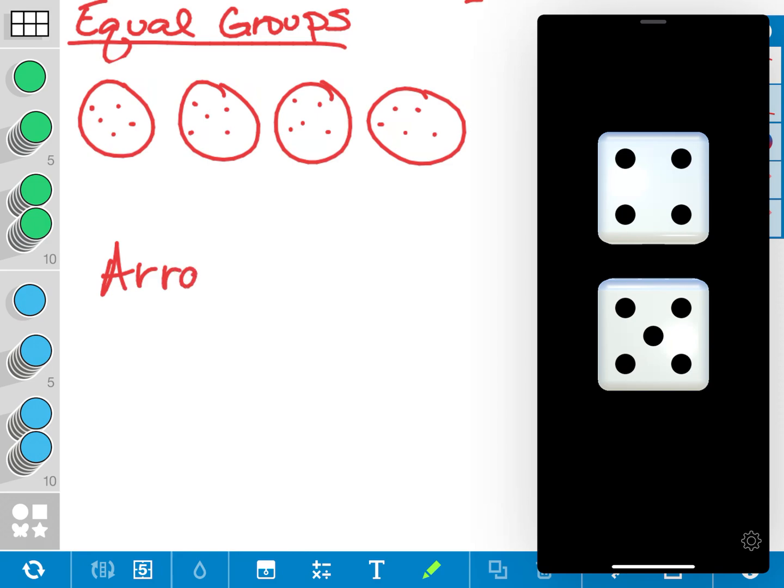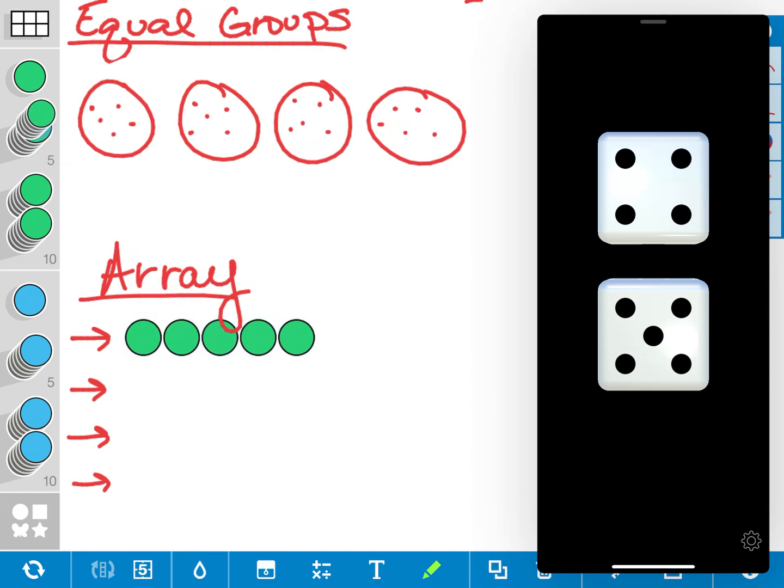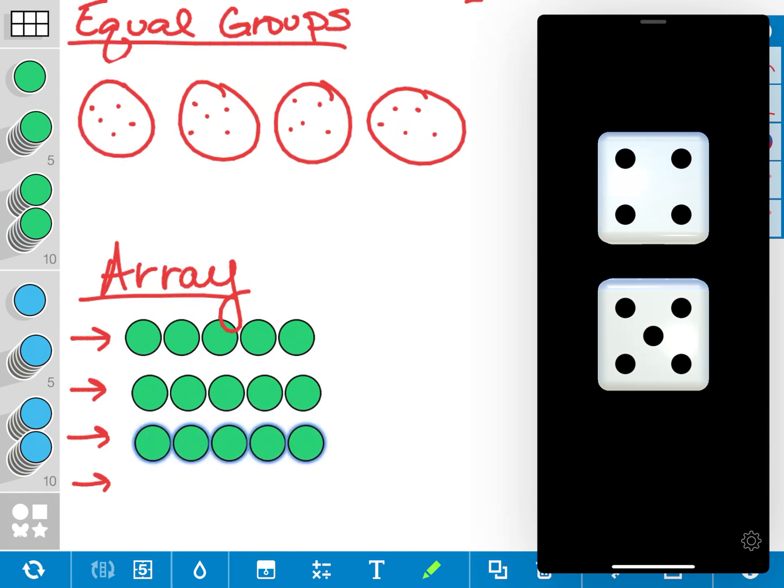Okay. Now let's see what that would look like as an array. If I've got 4 groups, that means I've got 4 rows. 1, 2, 3, 4. And luckily there's a setting for 5 at once. So 1 group of 5, 2, 3, and 4.